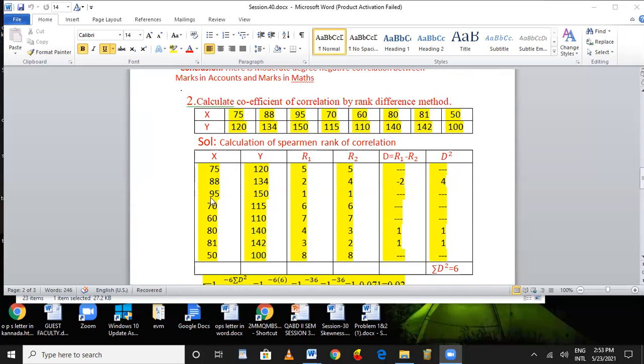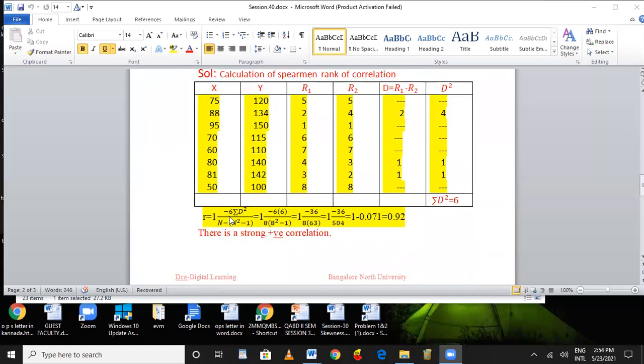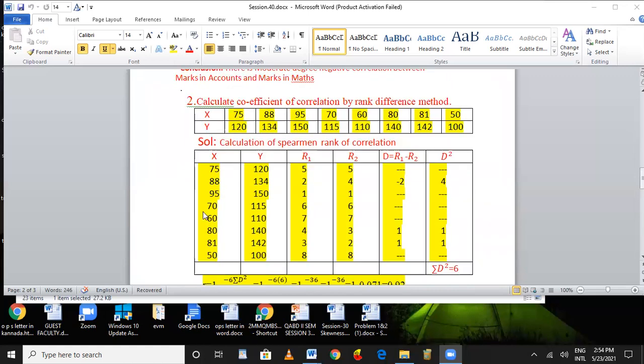Then we have to assign the ranks. Here the highest is 95, first rank; 88, second rank; 81, third rank; 80, fourth rank; 75, fifth rank; 70, sixth rank; 50, eighth rank. So here you have assigned the ranks for the first series.